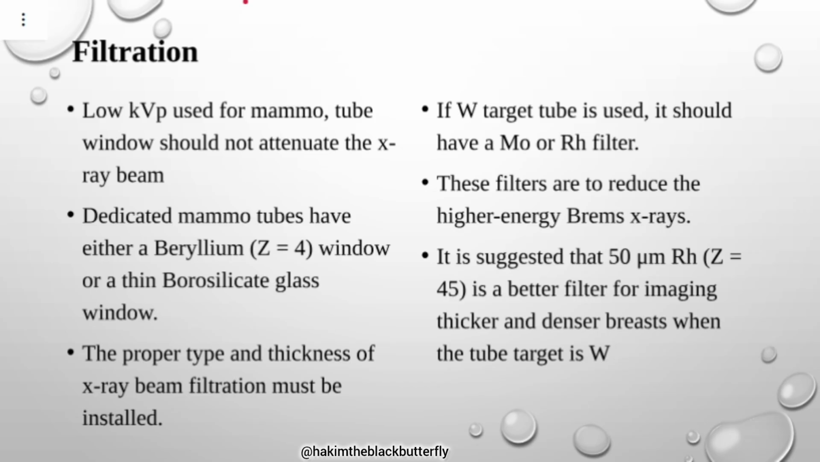If a tungsten target tube is used, it should have molybdenum or rhodium as a filter. These filters are to reduce the higher energy Bremsstrahlung X-rays by suppressing them using the K edge. It is suggested that 50 micrometer rhodium, which has an atomic number of 45, is a better filter for imaging thicker and denser breasts when the tube target is tungsten.